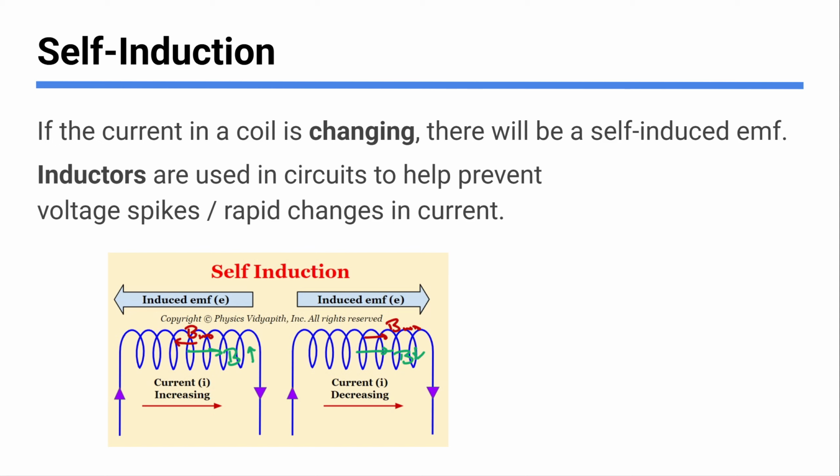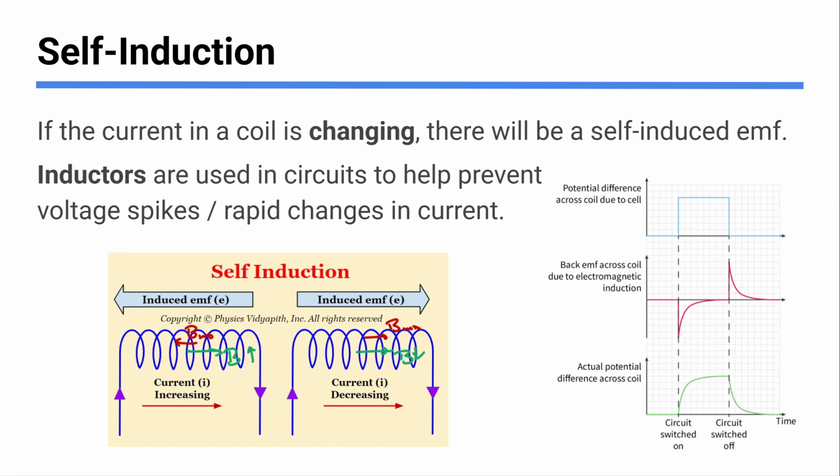So this is called self-induction, and it is something we use in circuits a lot. Inductors are pieces of circuits. Again, we don't really talk about it much in IB physics because they're usually very much related to AC circuits. But inductors can help prevent spikes in voltage or rapid changes in current because of this. So last thing here is a nice little graph to maybe help picture this a little bit.